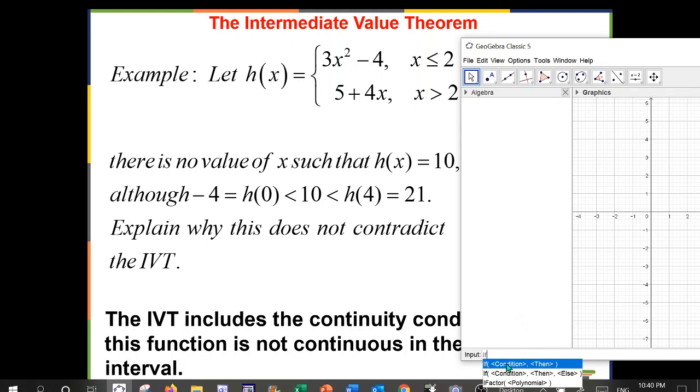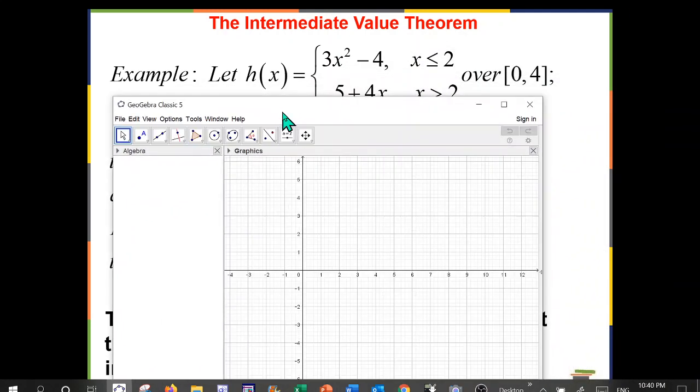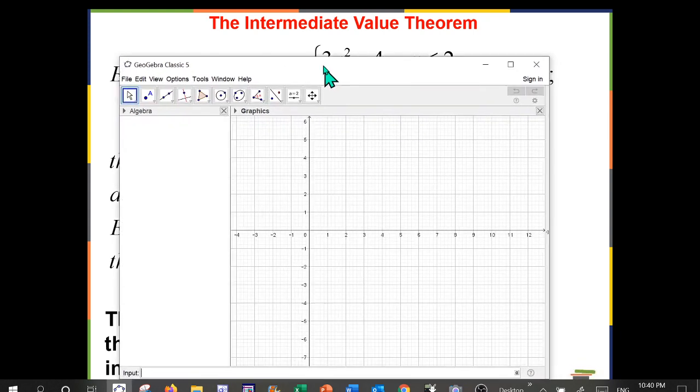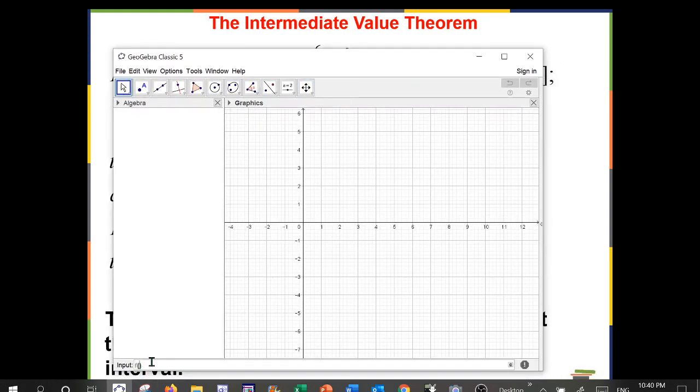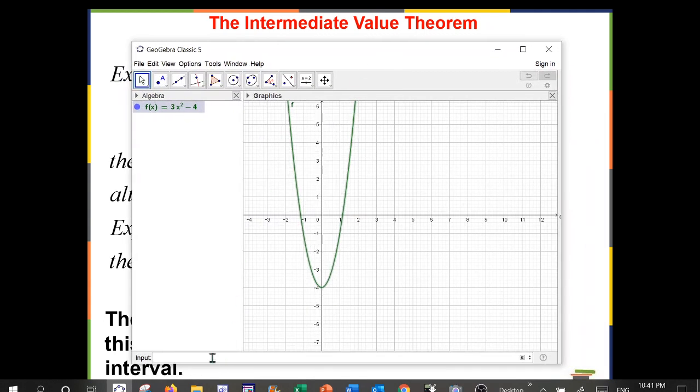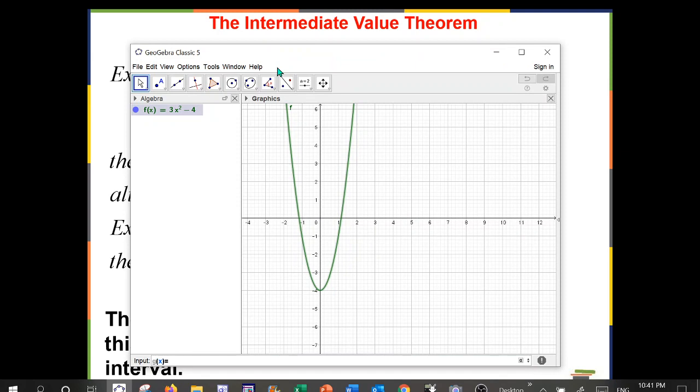So let me do this first. I'm going to create two functions. I'm going to create f of x equals 3x squared minus 4. Let me do that. So f of x equals 3x squared minus 4, right there. And then the other one is 5 plus 4x. I'm going to create g of x, and I want to make it 5 plus 4x. Now, of course, I'm going to turn these off. I'm going to click here, turn them off.